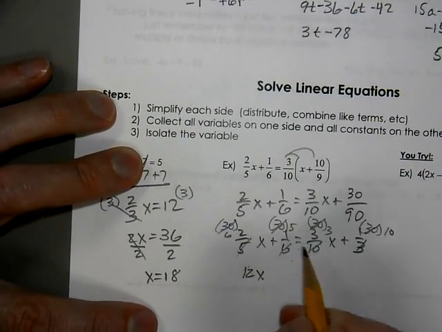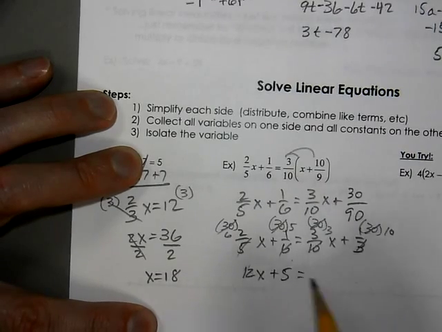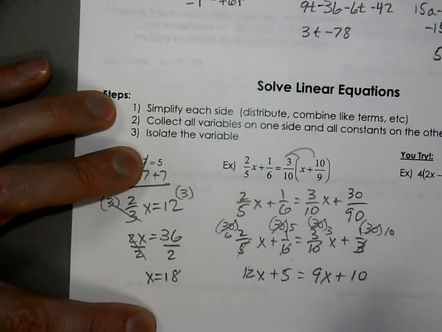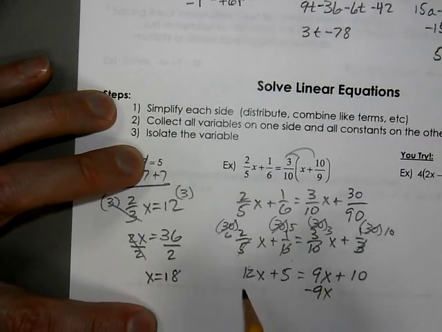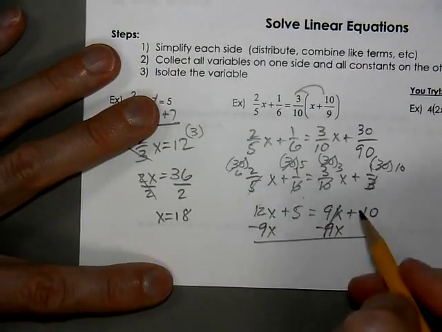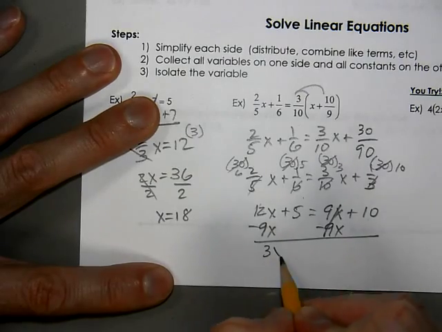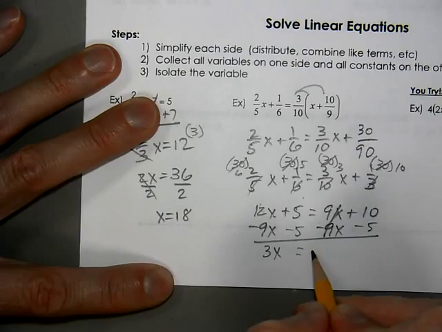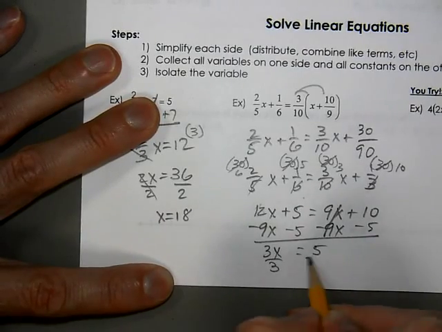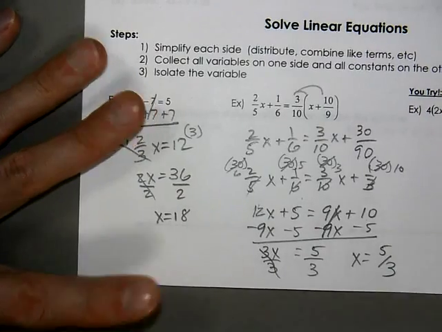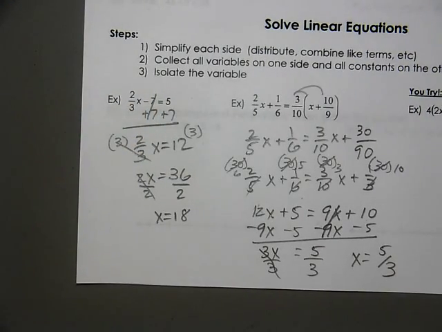We have 5 times 1, which is just 5. We have 3 times 3, which is 9x. And we have 10 times 1. That can help a lot in terms of getting rid of our denominators so we can solve. Minus the 5 and divide by 3. So I see that as 5/3.